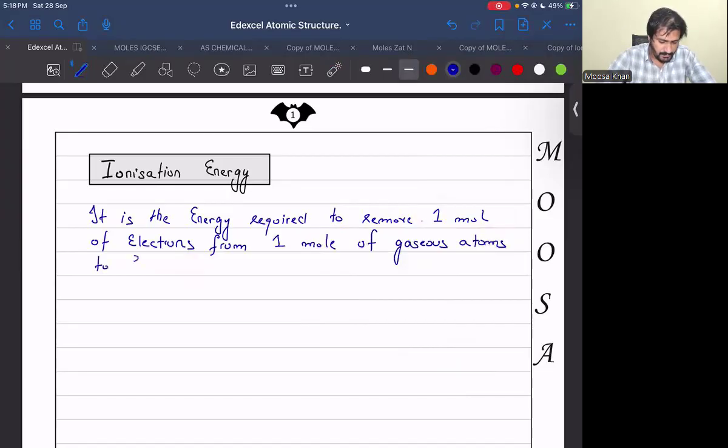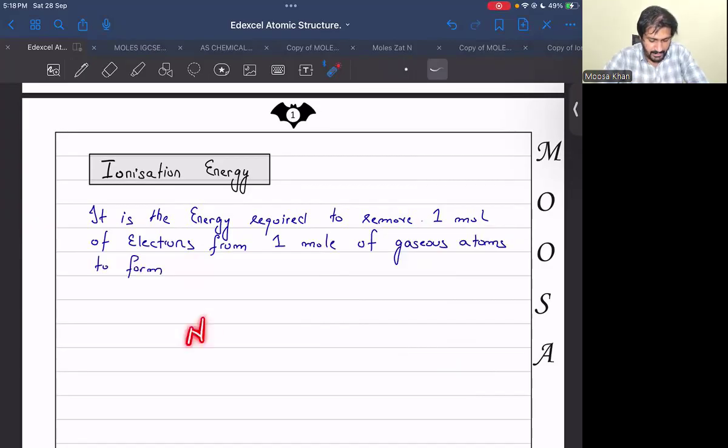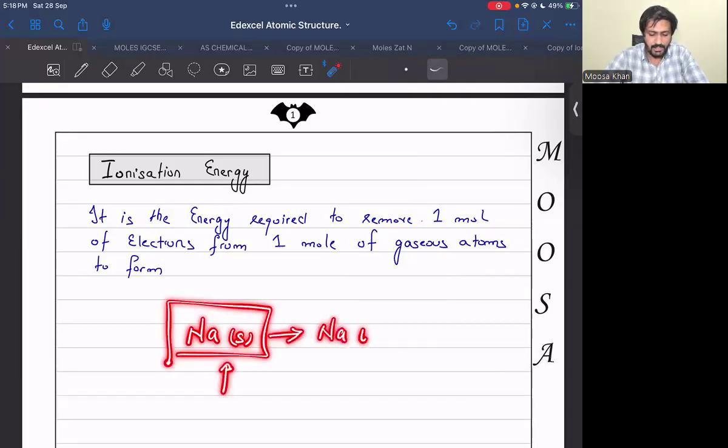to form. Why am I saying gaseous atoms? Because if I asked you to bring me sodium, because today we are going to remove electrons from 1 mole of sodium atoms, how would you bring me sodium? Sodium exists in the solid form. It is a metal. It exists in the solid form at room temperature. When we start heating sodium, what will happen? First, it will melt. It will form liquid or molten sodium. With further heating, it will boil to form sodium gas.